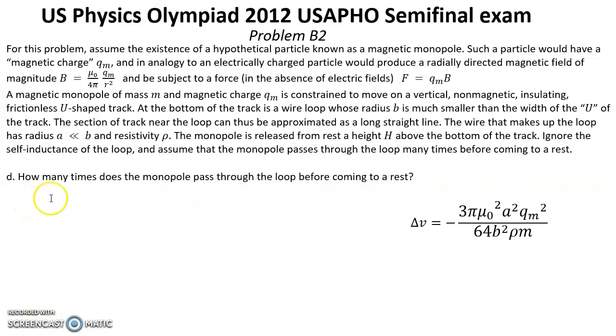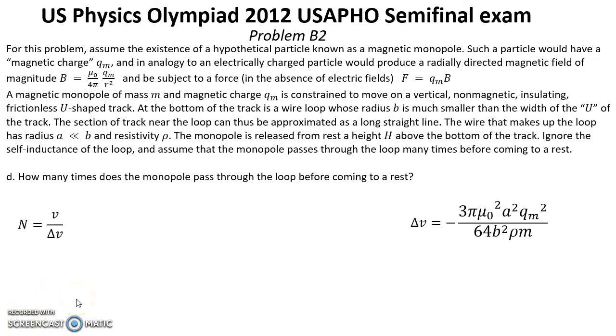Question D. How many times does the monopole pass through the loop before coming to rest? As we can see, delta v is always negative. This is due to Lenz's law, because the change of magnetic flux creates the EMF, which tries to reduce this change of magnetic flux, which works against the motion. And so dv is always negative.